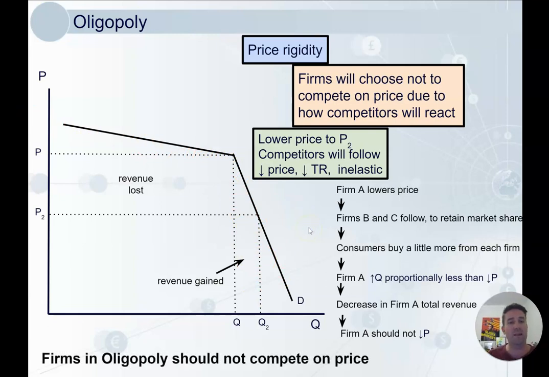The common theme here, firms in oligopoly should not compete on price. Okay, that will do it for oligopolies.